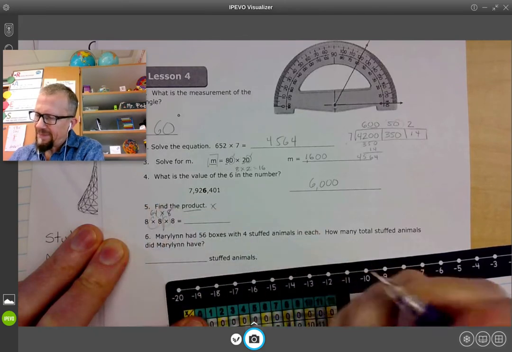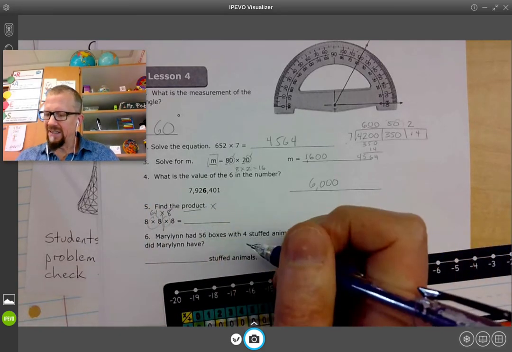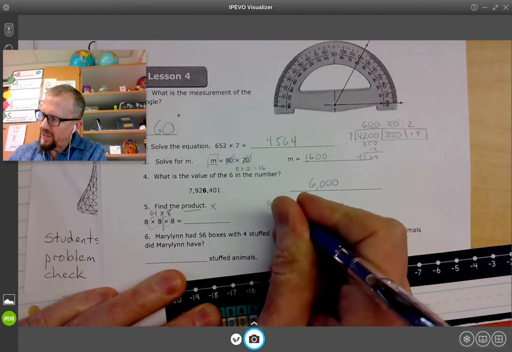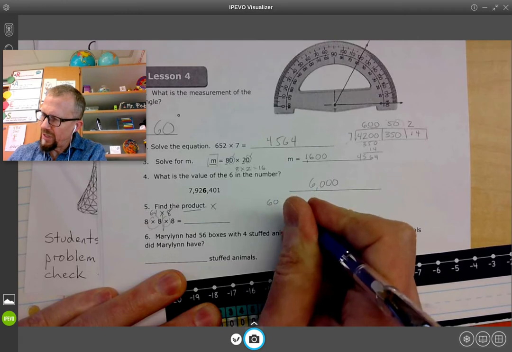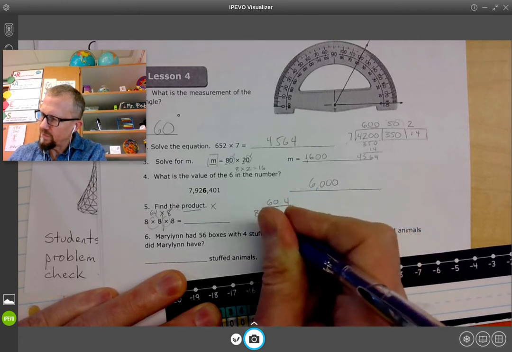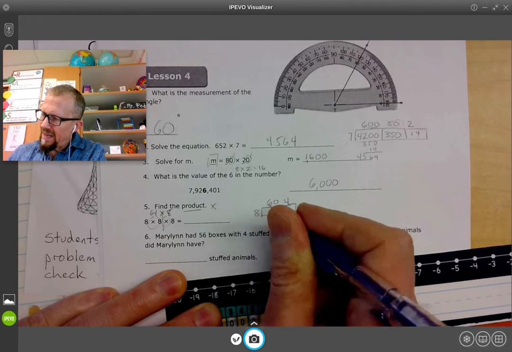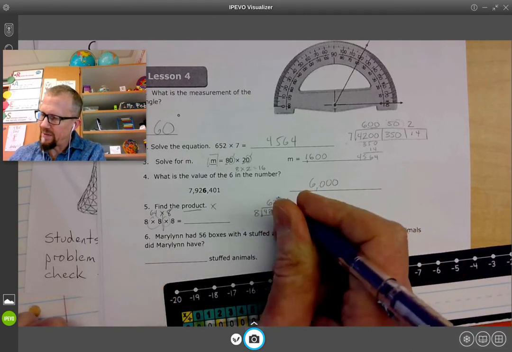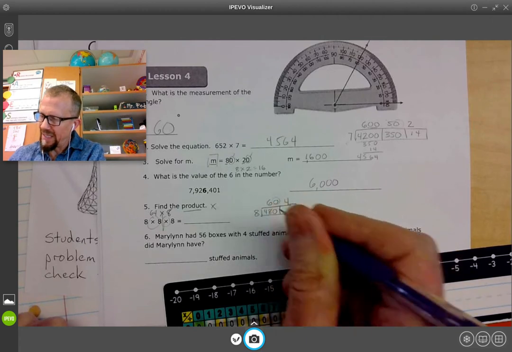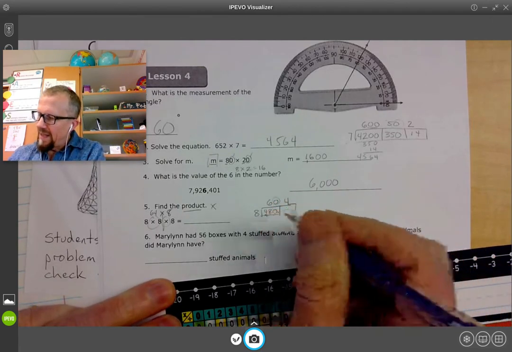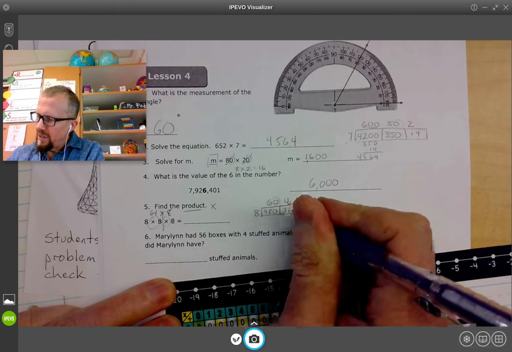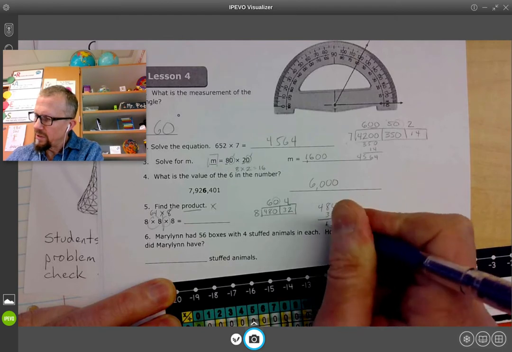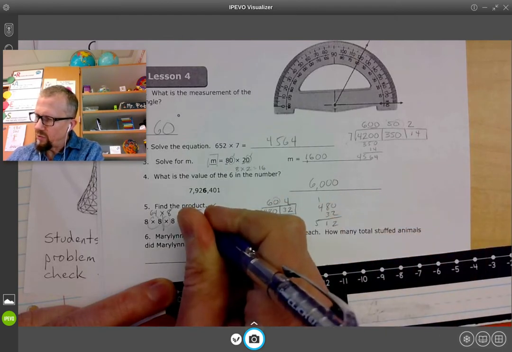So 64 times 8. And again, I could add 64 8 times, or I could do this other way that we've been talking about, break 64 into 60 plus 4. 8 times 6, I could use my chart here to know that it's 48, but this is 6 tens, so I want 48 tens, so 480. And 8 times 4 is 32. Got to add those up. 480 plus 32. I believe it's 512.